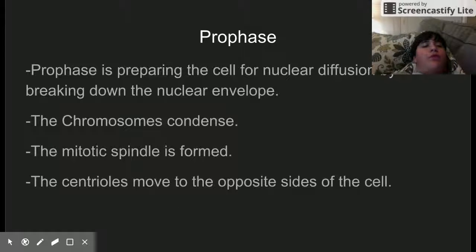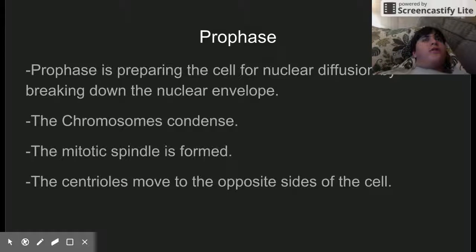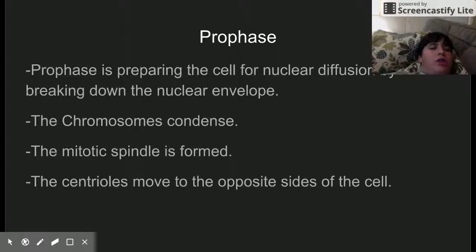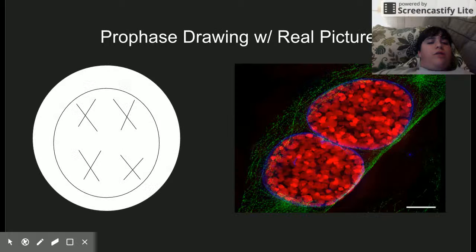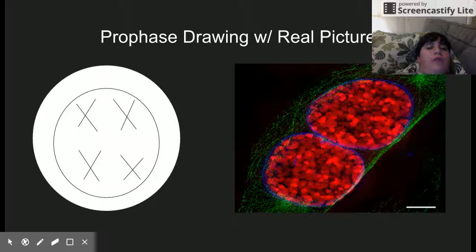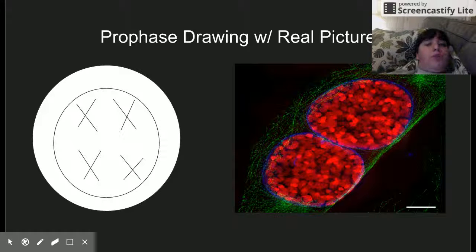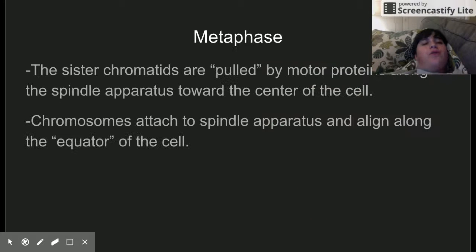Now prophase. Prophase is preparing the cell for nuclear division by breaking down the nuclear envelope. It is the first true phase in mitosis. First, the chromosomes condense, and then the mitotic spindle is formed, to which the centrioles move to opposite sides of the cell. This is my prophase drawing with the real picture on the right. Pretty sure you can tell which one's which.